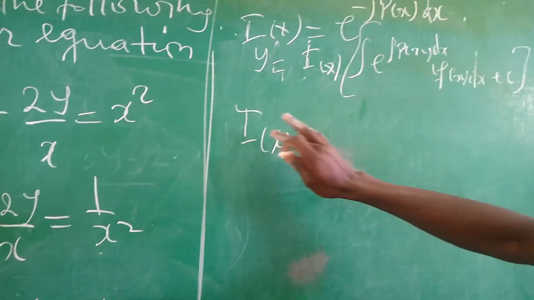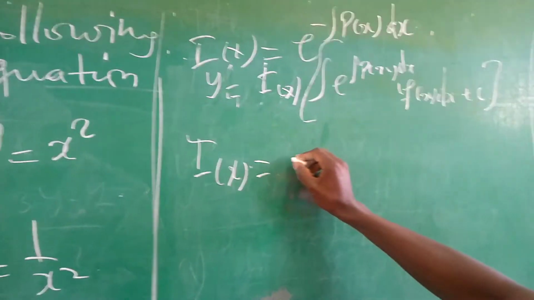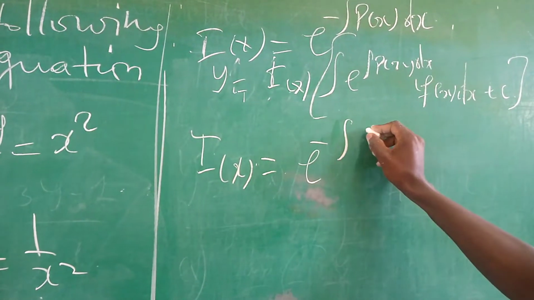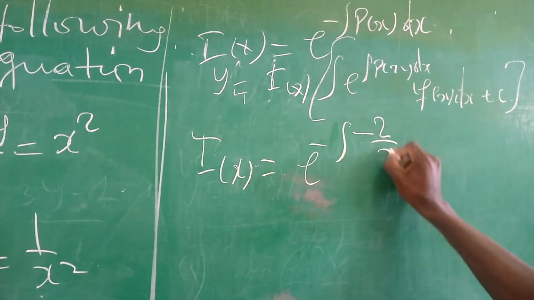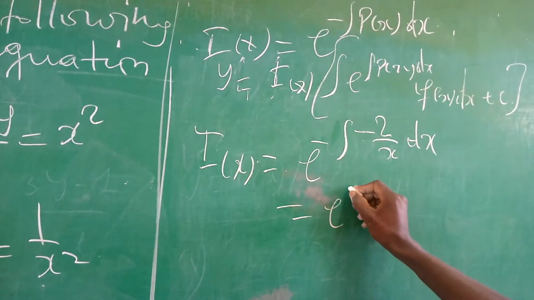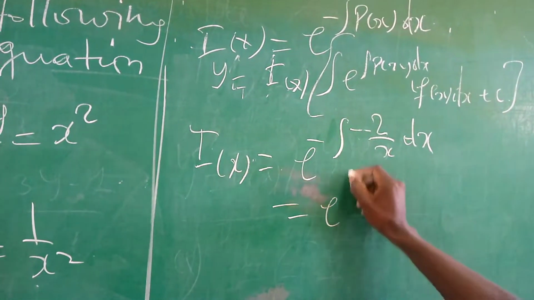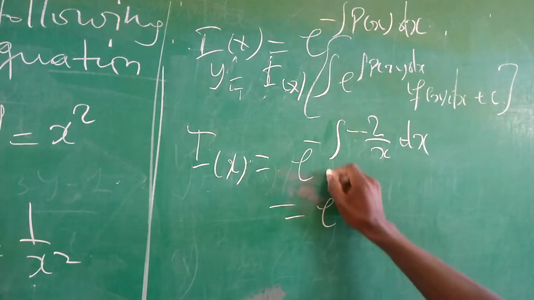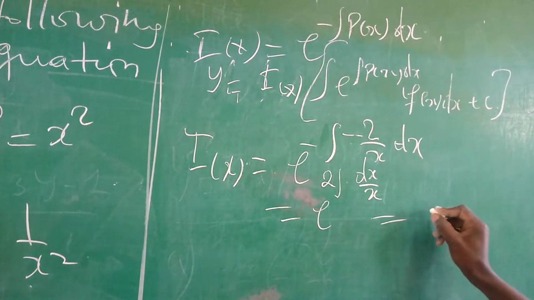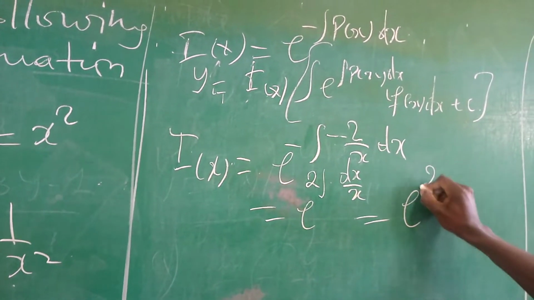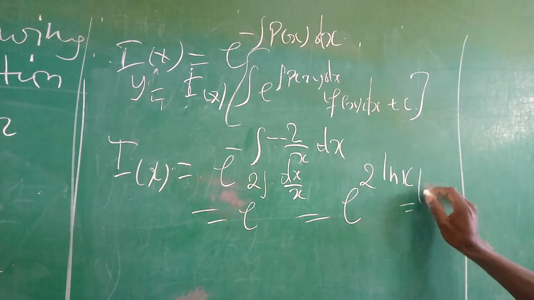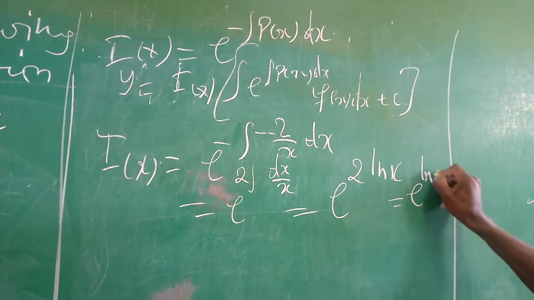So we have to find I(x) in order to put in our equation, and then we replace it with the value we have got. Negative P(x) that we have got is equal to negative 2 over x dx. And then here we get e power negative became plus, then 2 comes out, and then we remain with dx over x. Then here it is equal to e power 2 ln x. Then we also get e^(ln x squared).